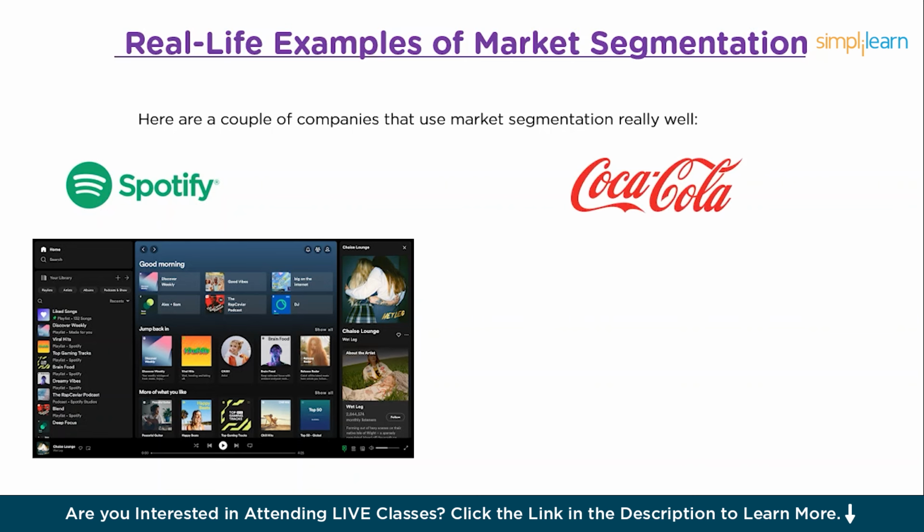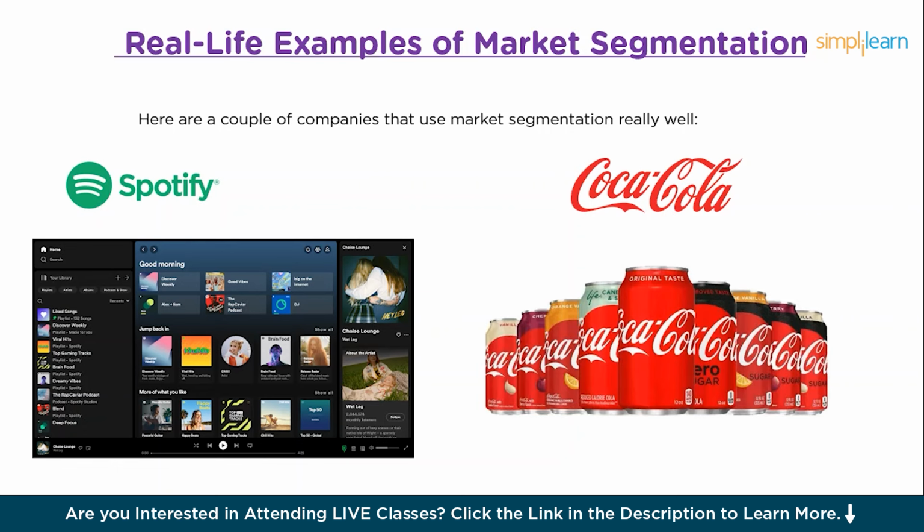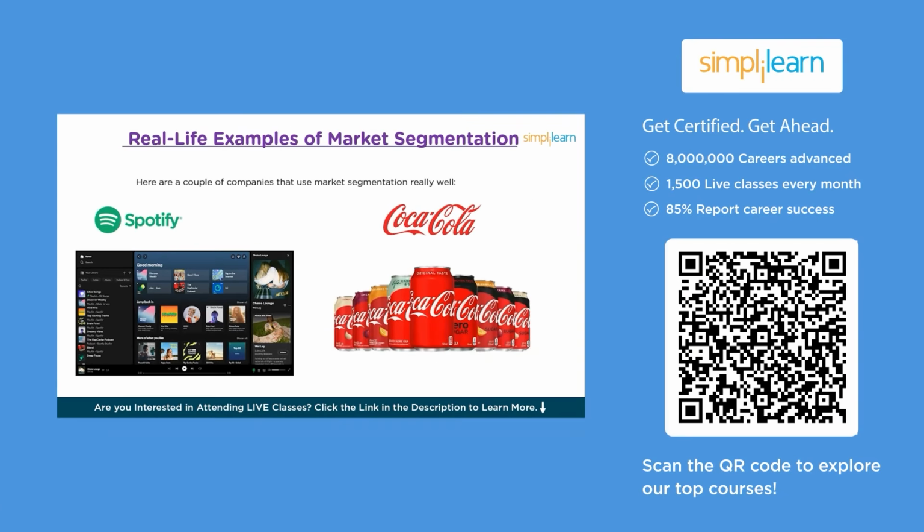The second brand we'll be looking at is Coca-Cola. Coca-Cola uses demographic and psychographic segmentation. They offer different products for different needs. We have varieties of Coca-Cola. We have Classic Coke for people who love the original taste. We have Diet Coke for health-conscious people. We have Coke Zero for people who want the taste but no sugar. You see how these two brands use the types of market segmentation to actually target their audience.